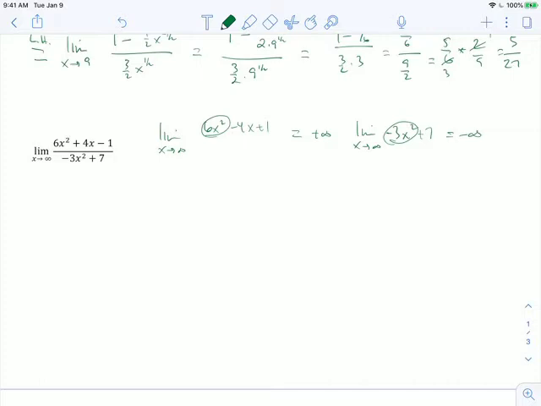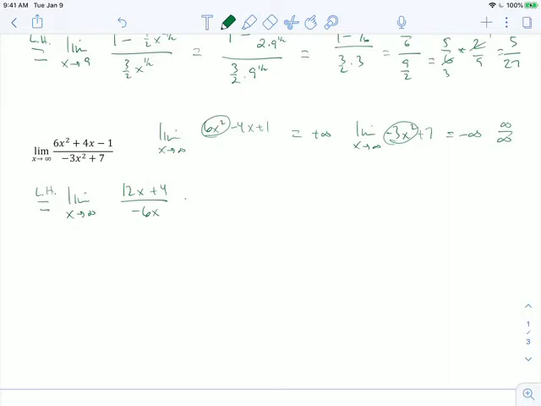So the signs don't matter. I've got infinity over infinity. And so it doesn't matter whether it's plus infinity over minus infinity, just that both of them are getting very large in magnitude. That's the important thing here. So I can apply L'Hopital's rule. And so that's going to be the limit as x goes to infinity of 12x plus 4 over minus 6x.